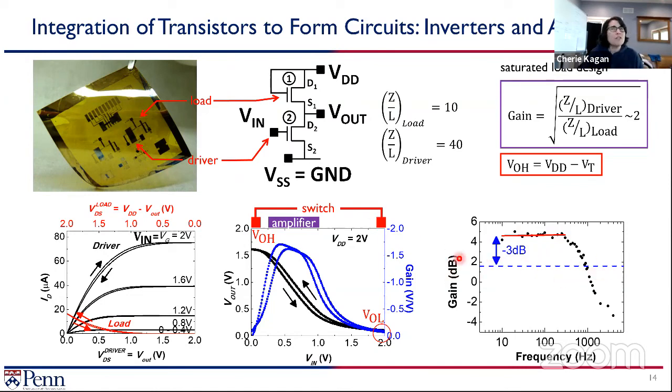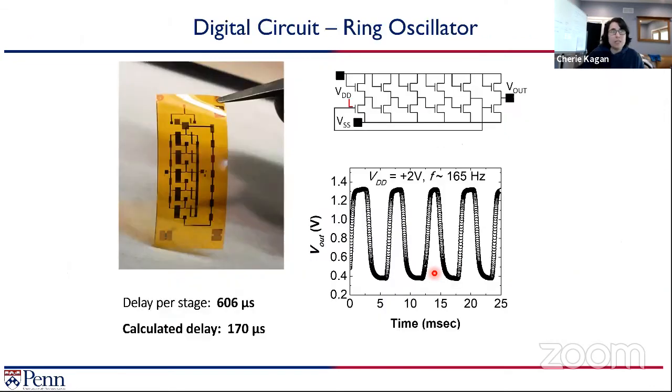If anyone's not used to this, dB is decibels. It's just taking this gain in blue and writing 20 times the log of whatever that value is, and then that's how you get this value here. Okay, so what else can you do? And that's an example here.